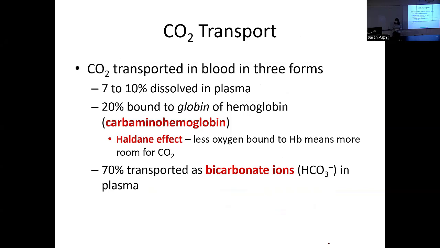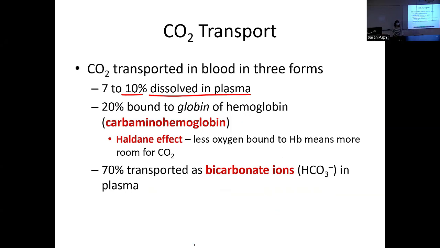CO2 transport is a little more complicated. We carry CO2 three different ways in our blood, right? CO2 is a waste. We have to get rid of it. About 10% will just be dissolved in blood plasma.